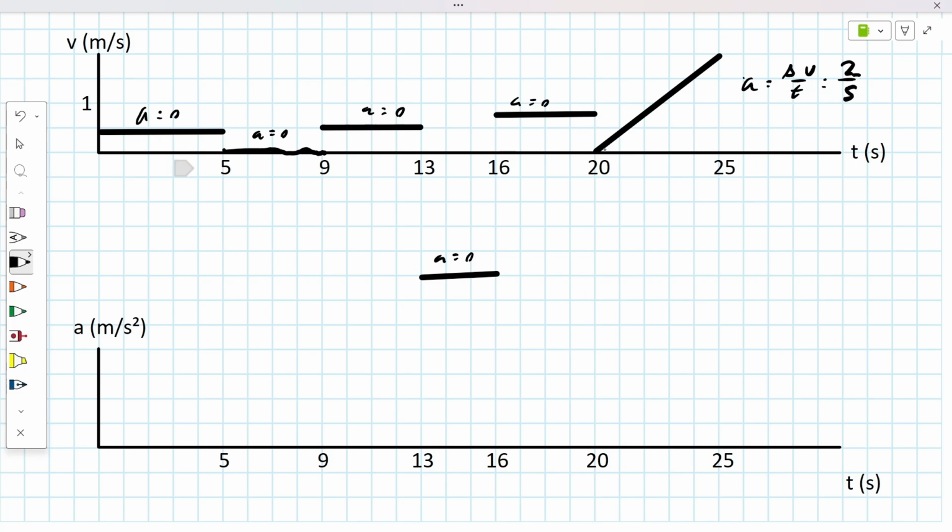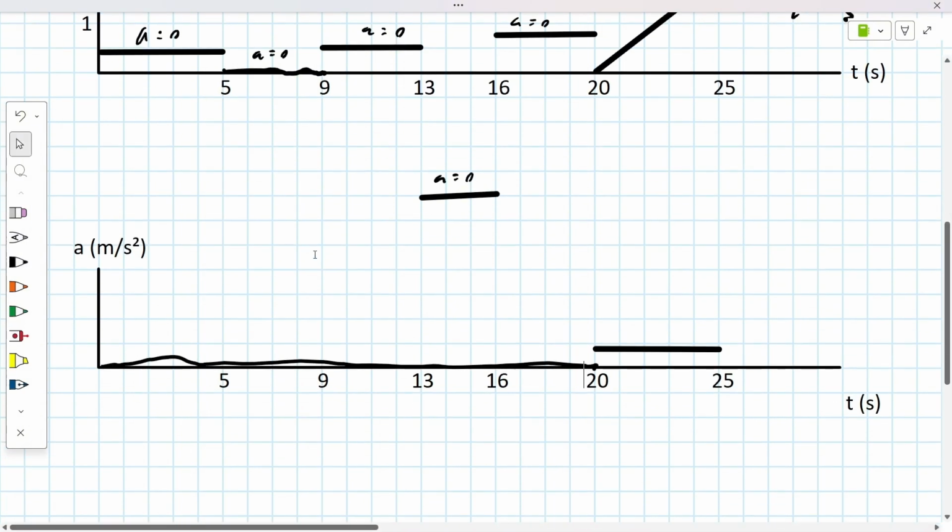We weren't able to draw exactly what the graph will be just from the graph. We would need more information. But if we assume this is the correct velocity versus time graph, this would be the acceleration. So that means all the way up till 20, this whole graph will be at 0. And then at here, it will be at 2/5, which will be somewhere around here. And that'll be the acceleration versus time graph.